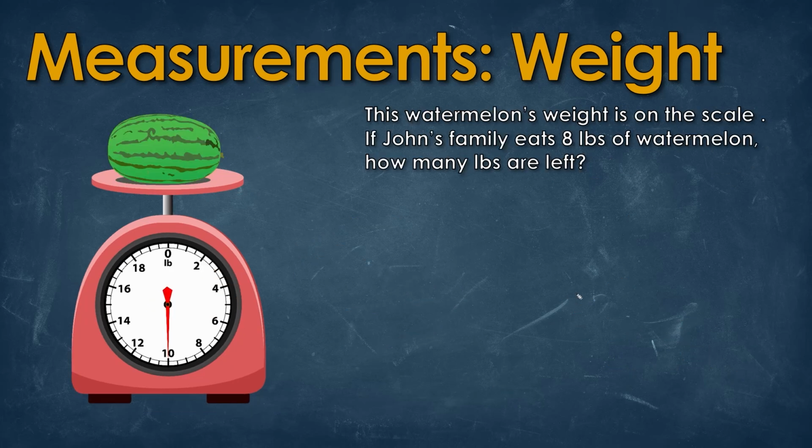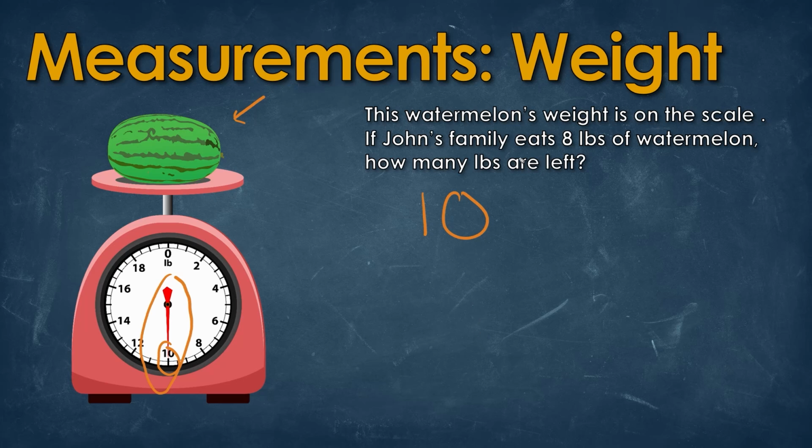Let's try another question. This watermelon's weight is on the scale. If John's family eats 8 pounds of watermelon, how many pounds are left? Okay, well, let's take a look at how much this watermelon weighs. So we have our watermelon on the scale, and we take a look at the arrow, and the arrow will tell us how many pounds this watermelon weighs. Well, it looks like it is pointed directly at the 10. So we know this watermelon weighs 10 pounds.